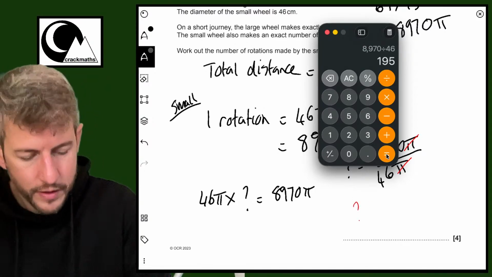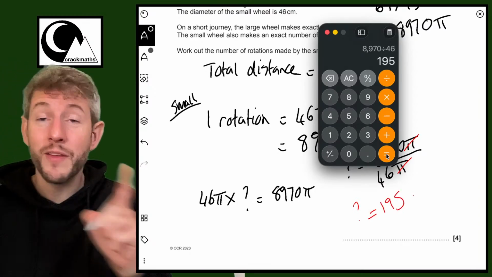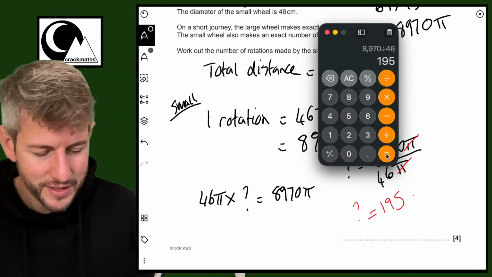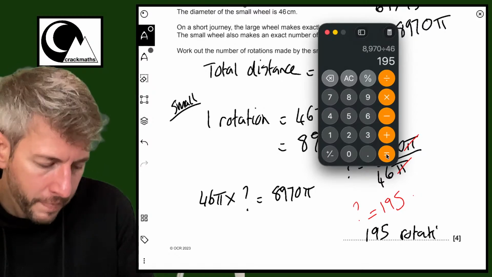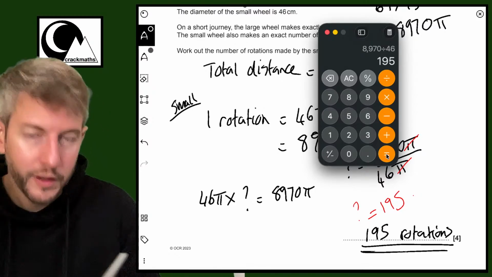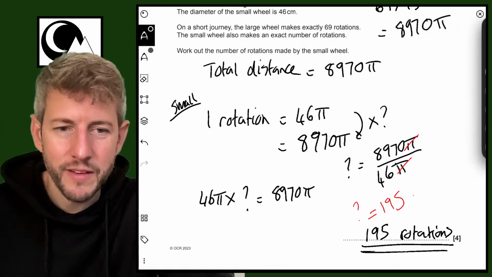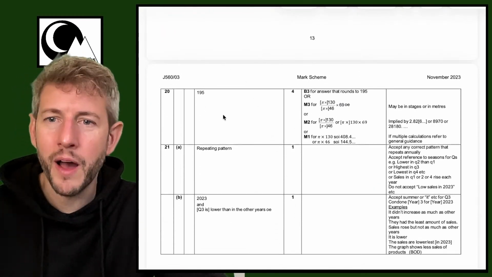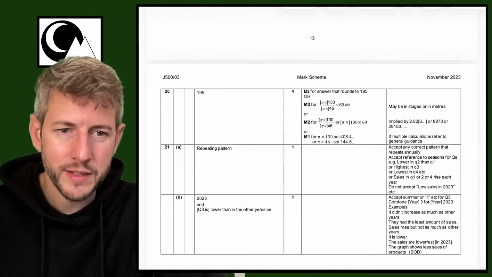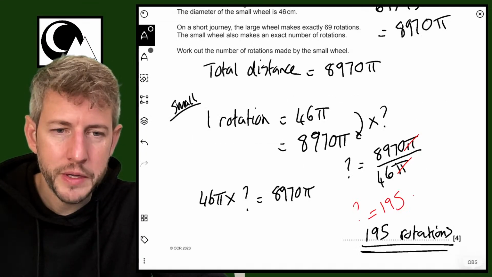So there we go, and that is an exact number, which is very good. So that means we've got it correct. 195 rotations. Wonderful. Right, let's check that with the answer scheme to see if we are on track. And there we go, 195. Perfect.